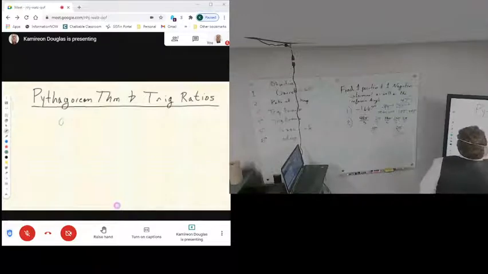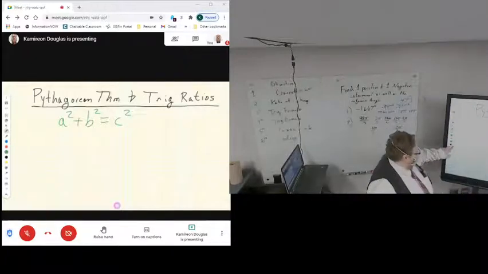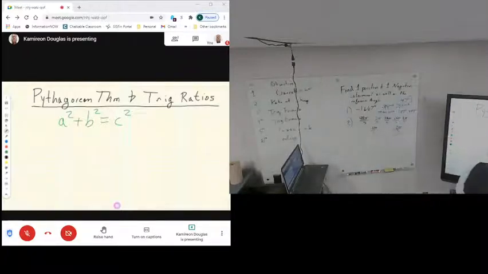Two versions. A squared plus b squared equals c squared. The one every geometry student knows. In this picture, it's important to note the locations of the pieces. A and B are the 2 legs. C is the hypotenuse.